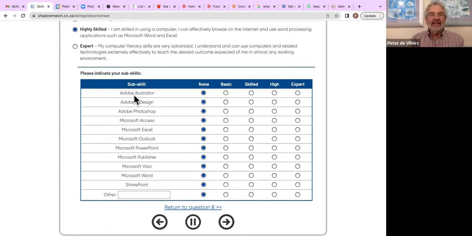Adobe Illustrator, none. Adobe Design, none. Adobe Photoshop, none. Microsoft Access, basic. Microsoft Excel, basic. Microsoft Outlook, none. Microsoft PowerPoint, basic. Microsoft Publisher, none. Microsoft Visio, none. Microsoft Word, basic. Cool. SharePoint, none. Any other? I can now type what other computer skills I have in terms of using the system.